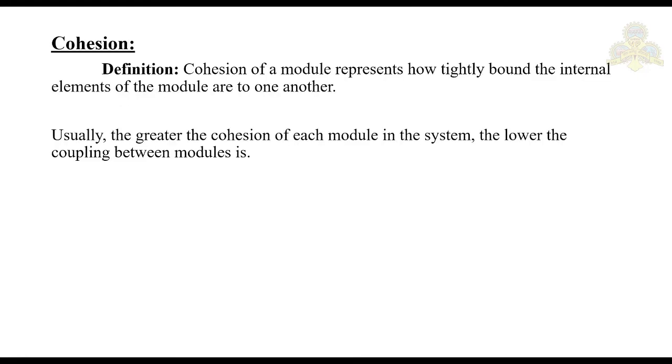Next, we will study cohesion. Now in coupling, what had happened? We had two modules and we decided the strength between those two modules. Now, cohesion occurs within a module. Remember, coupling occurs between modules and cohesion occurs within a module. So the definition of cohesion: the cohesion of a module represents how tightly bound the internal elements of the module are to one another.